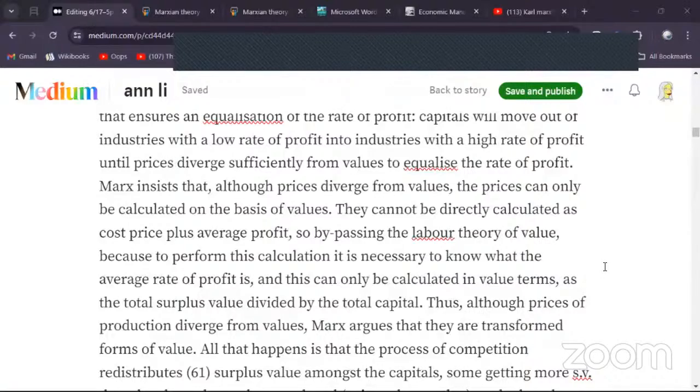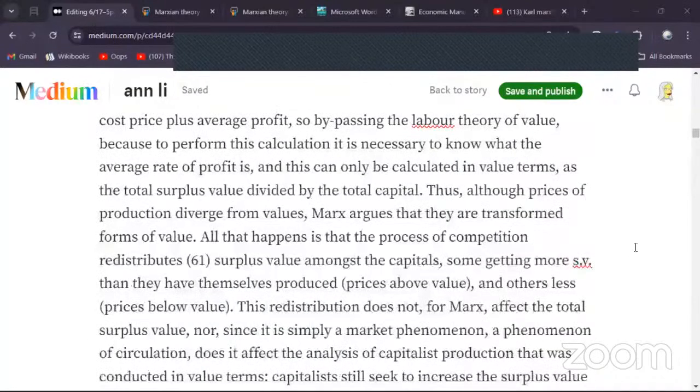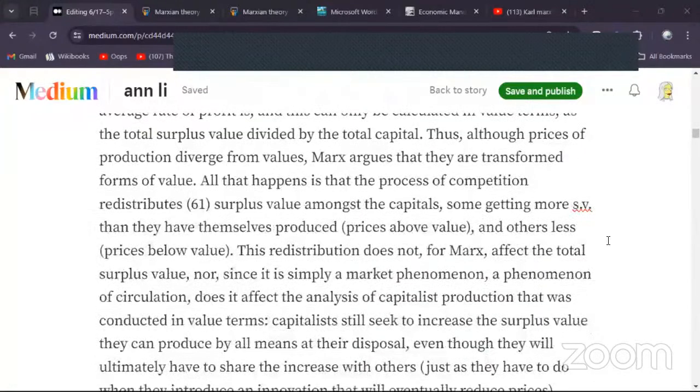Thus, although prices of production diverge from values, Marx argues they are transformed forms of value. All that happens is that the process of competition redistributes surplus value amongst the capitals, some getting more surplus value than they have themselves produced, that is, prices above value, and others less, that is, prices below value. This redistribution does not, for Marx, affect the total surplus value, nor, since it is simply a market phenomenon, a phenomenon of circulation, does it affect the analysis of capitalist production that was conducted in value terms.